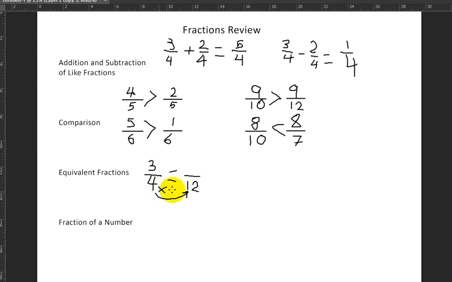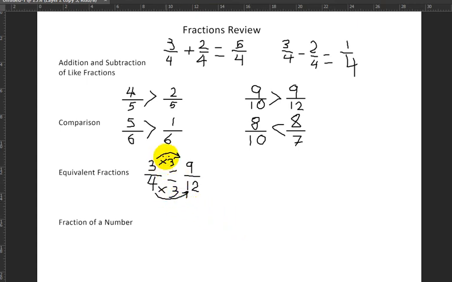4 times 3 makes 12. But if I tripled the total number of pieces, that means that I also tripled the number of pieces I have, or don't have, depending on what this fraction describes. So that means that 3 times 3, I'm going to have 9 pieces now. So this is what happens here with equivalent fractions.